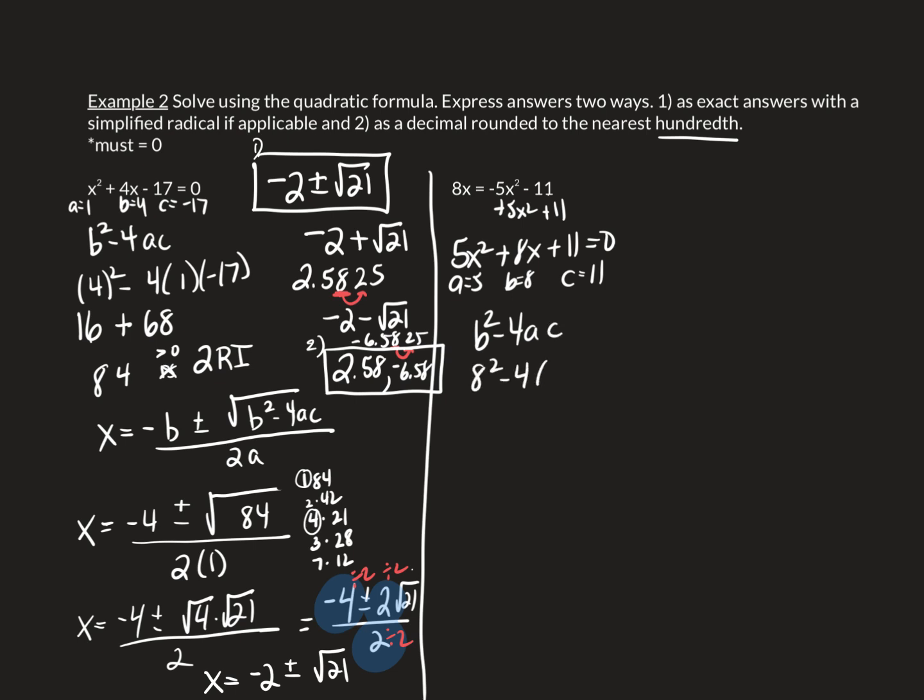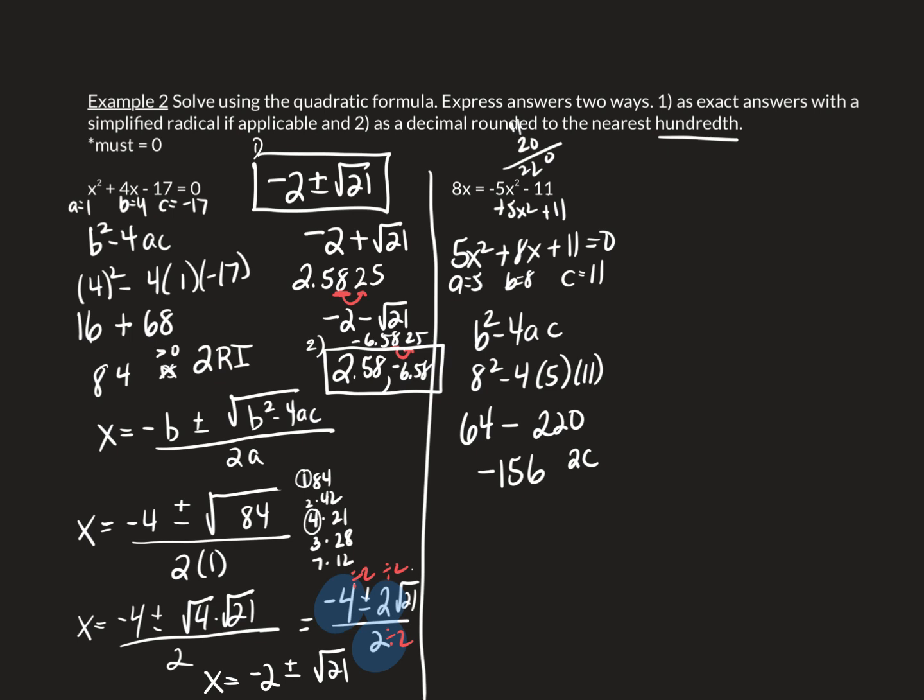8 squared minus 4 times 5 times 11. So 64 minus 20 times 11, 220. So 64 minus 220 is negative 156. Okay, so that means I'm going to have 2 complex answers.